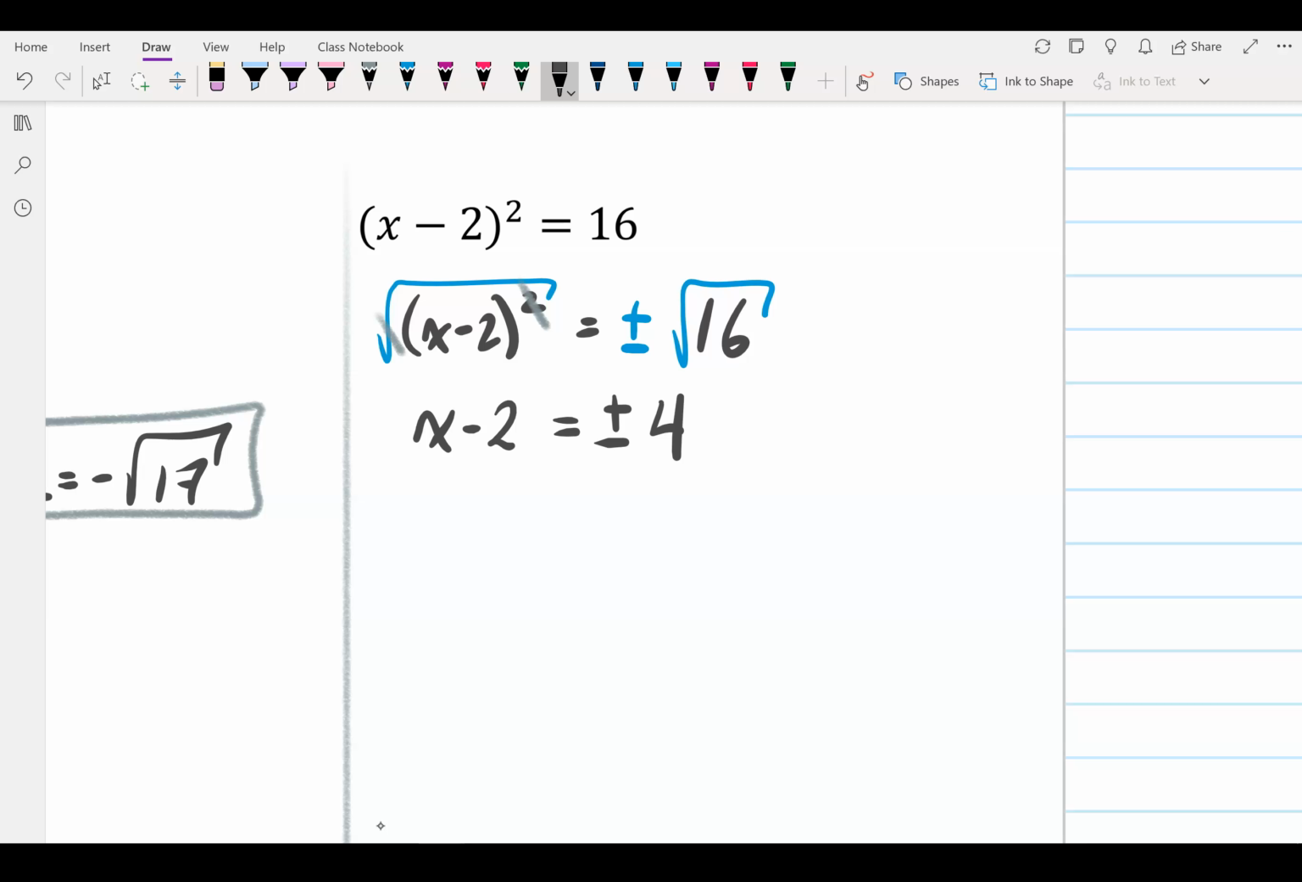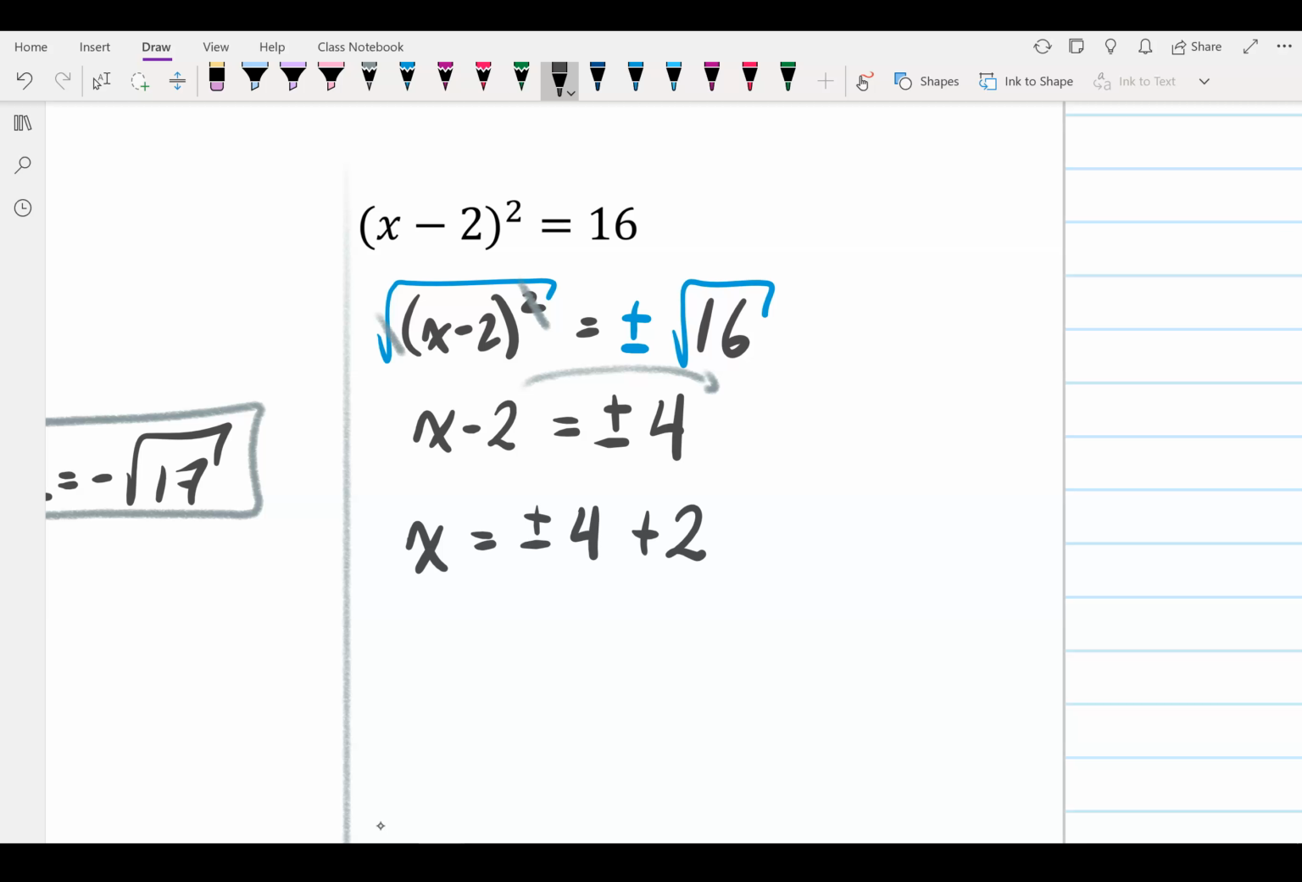What do I do next? Well, treat it like you normally would. You're trying to solve for x. If you want to solve for x, bring the constant to the other side. I should be more specific. I usually like to put the constant right in front. It doesn't matter. Maybe I'll do what I first was thinking. Put it over here. Look what happens. We have x equals plus or minus 4 plus 2.